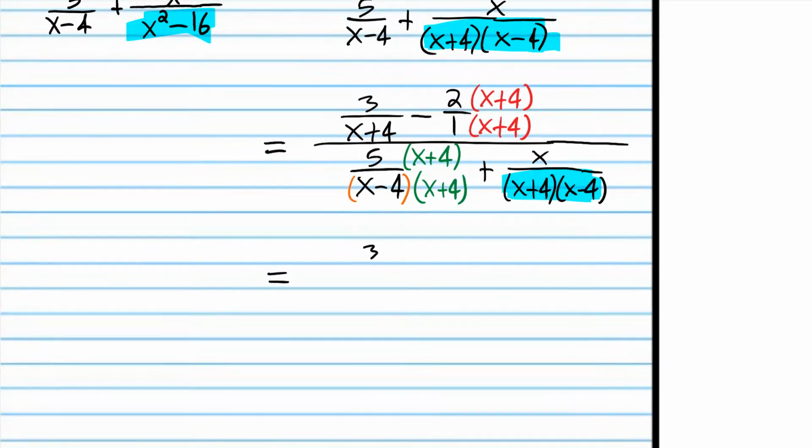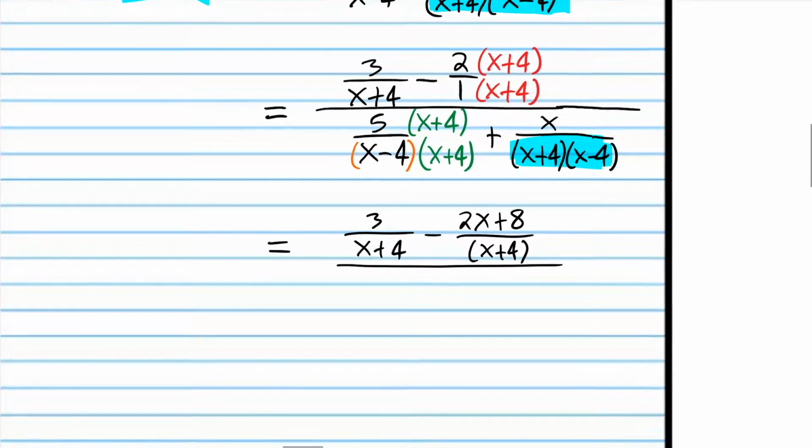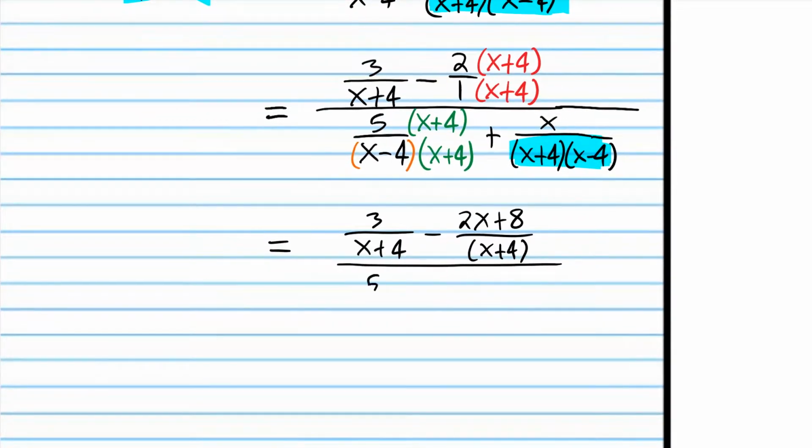And we have 3 over x plus 4, and we have to use distribution. 2 times x is 2x, 2 times 4 is 8. We have x plus 4 in the denominator. And distribution, 5 times x is 5x, 5 times 4 is 20. And over here, nothing changes. We didn't change that fraction at all.